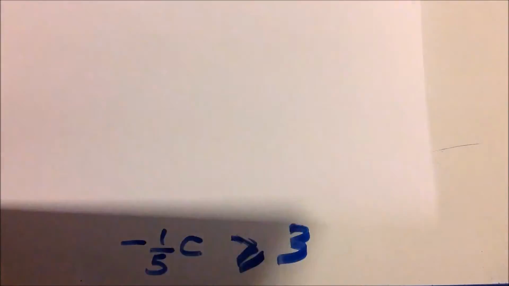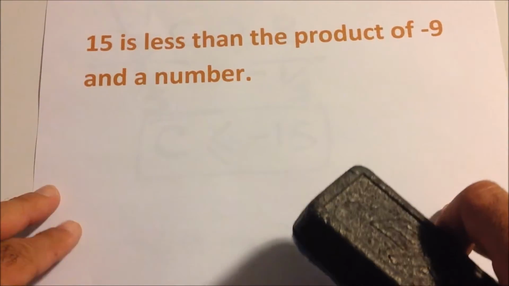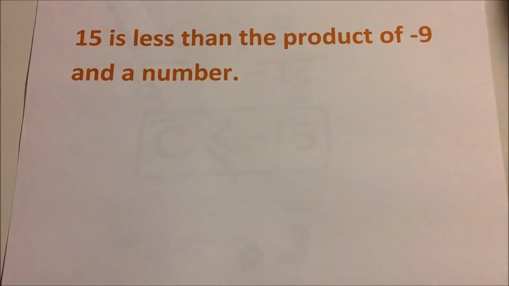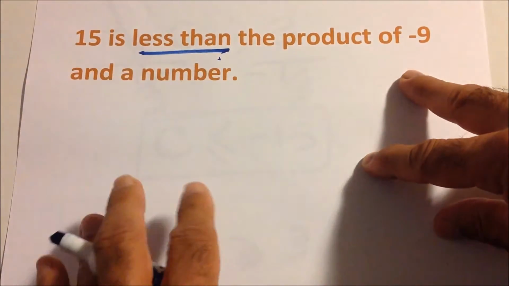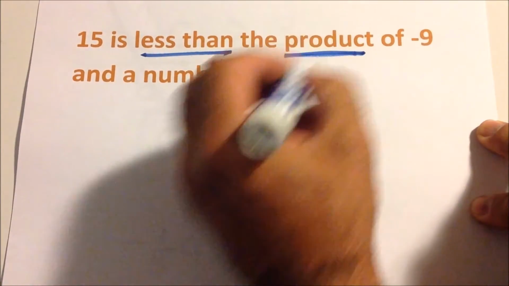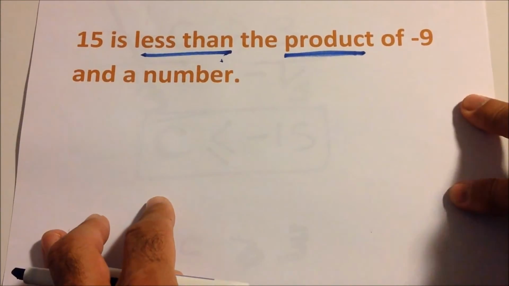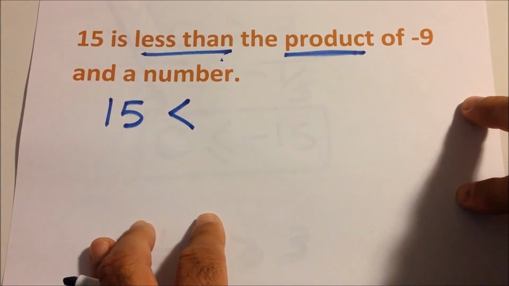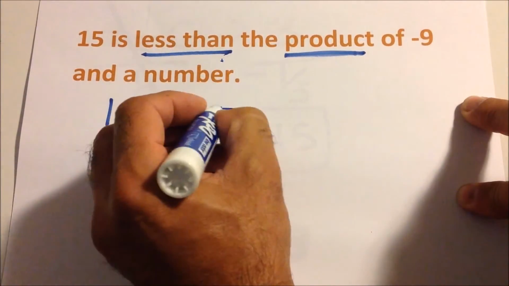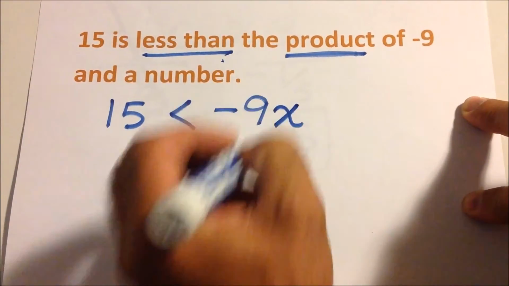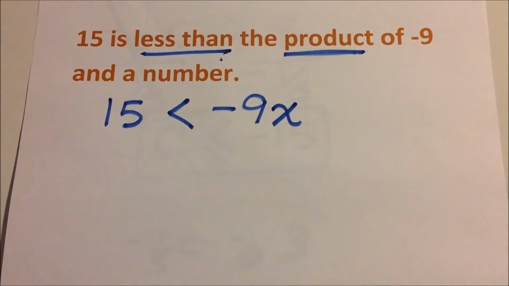Okay, so let's try writing an inequality. Here it says 15 is less than, keep this in mind, less than the product of negative 9 and a number. So we know the answer to multiplication is the product. So how would we write this? Just go slowly. 15 is less than what? It's less than negative 9 times a number. We can use a variable, x or y, whatever we want to use.